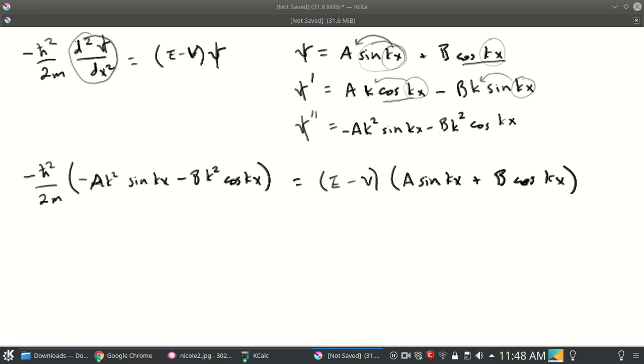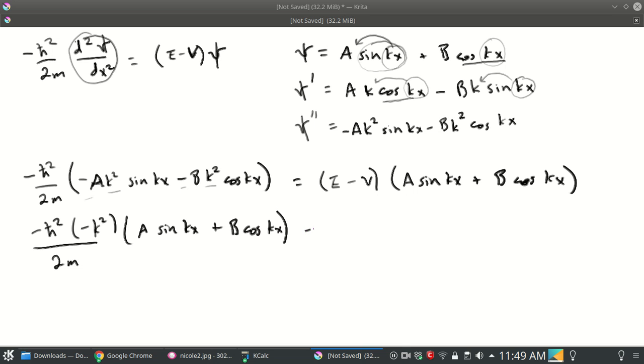Okay. I am going to factor out a negative k squared. There's k squared here, negative, and negative. If I factor those out, then I'll be able to just remove this whole parenthetical thing from both sides. So h bar squared, negative k squared, copy down the 2m, and then what's left if I remove negative k squared? A sine kx plus B cosine kx.